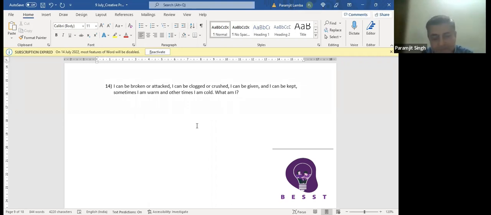How can water be attacked? When you hit it with a stick. Water can clog, water can get crushed. How can water get crushed? If it is in the form of ice, yes, it can be crushed. Water can't be crushed. Water can be given, water can be kept. Sometimes water is warm, other times it is cold. So attacking and crushing is but that's ice. We're talking only water then, not various forms.